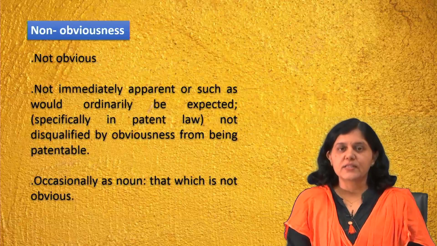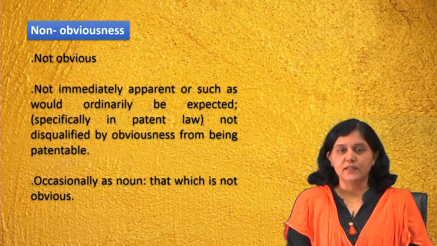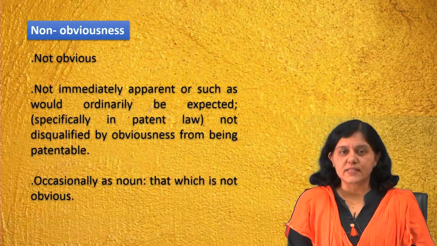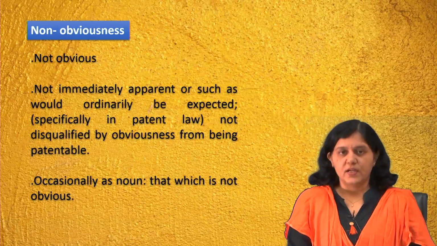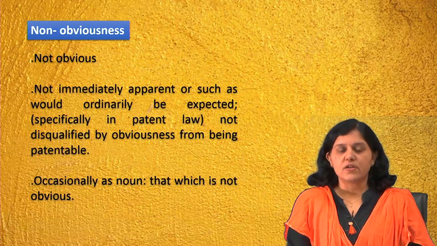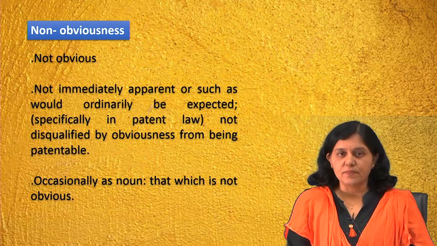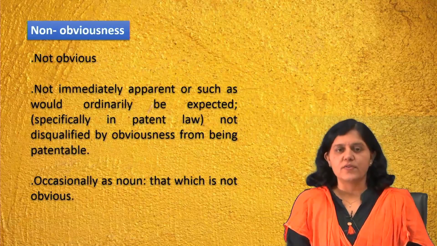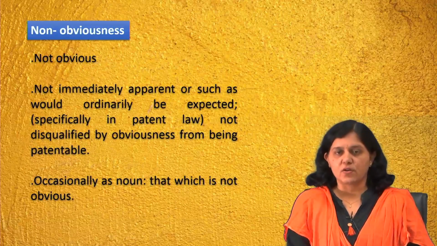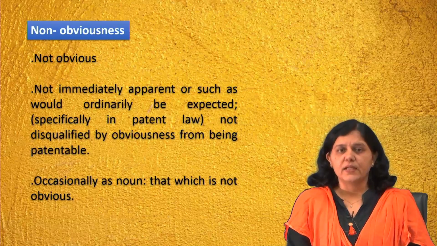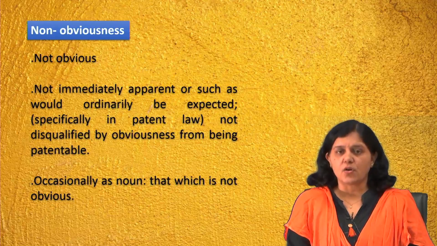Let us check what the meaning of non-obviousness is in the Oxford dictionary. As per the dictionary meaning, non-obviousness is not obvious, not immediately apparent or such as would ordinarily be expected, not disqualified by obviousness from being patentable. Occasionally, as a noun, the meaning of non-obviousness is that which is not obvious. So, it is very clear from the dictionary meaning that non-obviousness is not obvious.